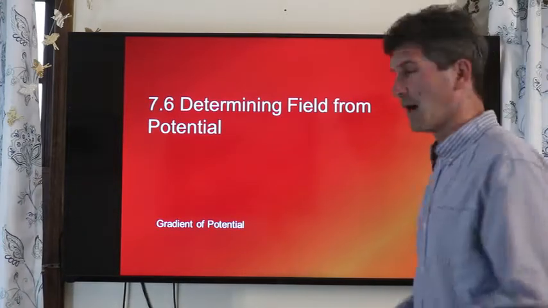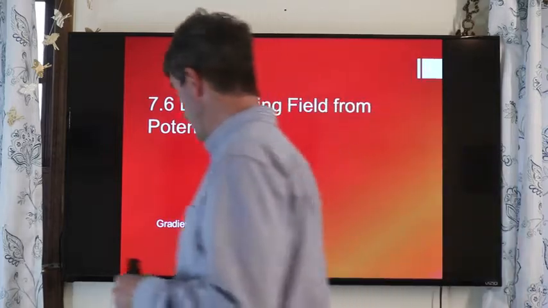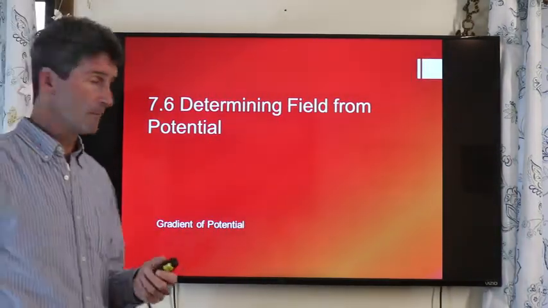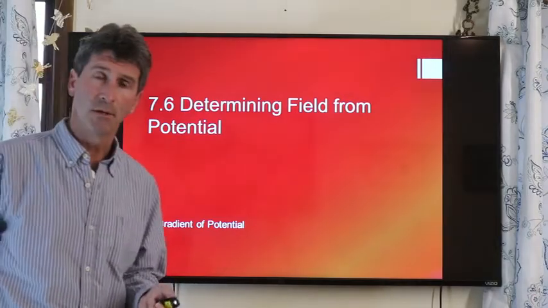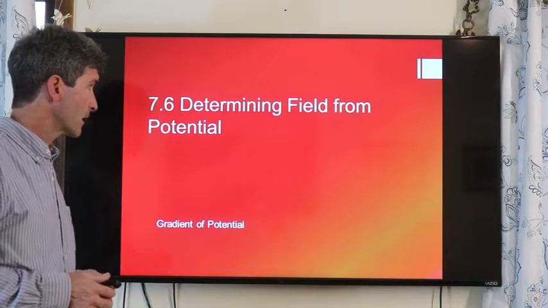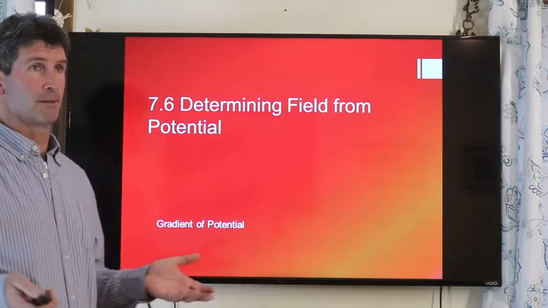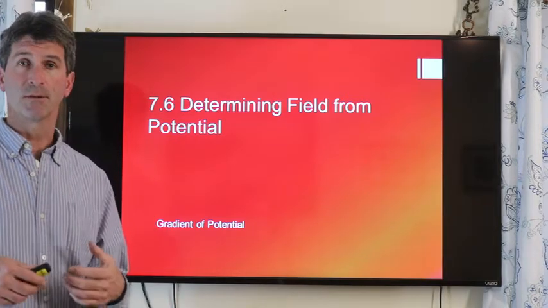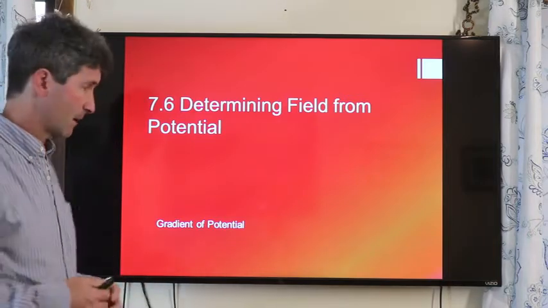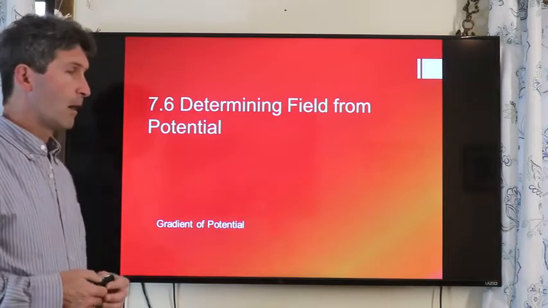Okay, this is sort of a higher level concept than what we looked at before. This is determining the electric field from the electric potential. It has to do with two-dimensional, well, actually you can go all the way to three-dimensional, but it has to do with vector calculus. So this is a little bit advanced. It deals with a function we call a gradient.